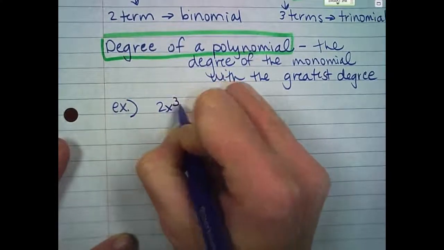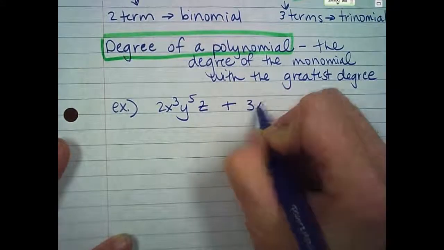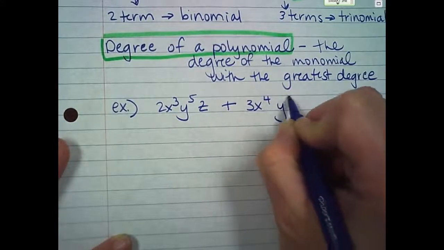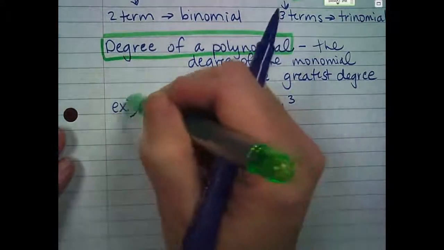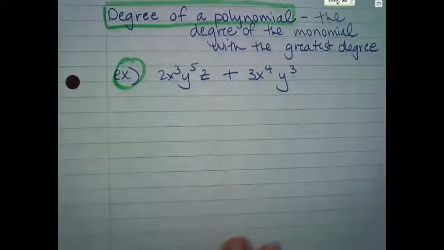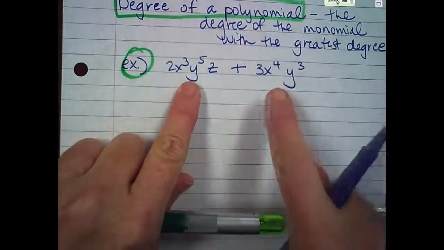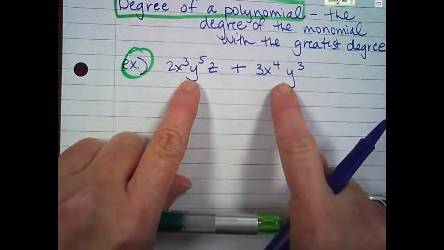2x cubed y to the 5th z plus 3x to the 4th y cubed. This is a polynomial. How many terms are in it? 1, 2. 2 terms. Agree?